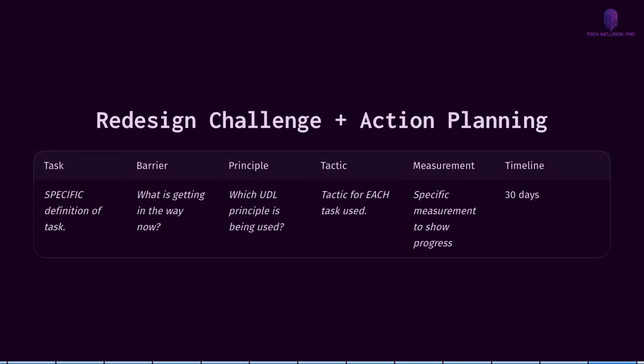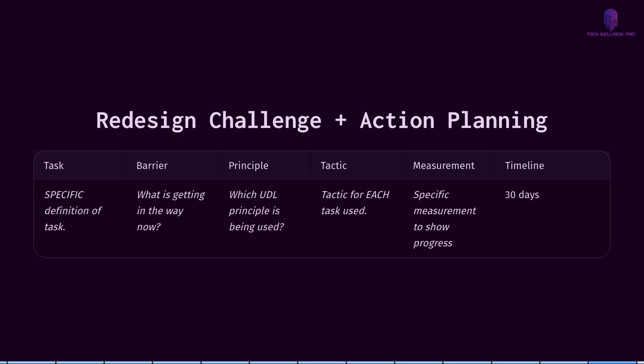So what I want you to think about with this is a redesign challenge, even an action plan. So I want you to think of a specific task. So define your task. What are you expecting people to do? So very clearly define what that is. For a barrier, what is getting in the way of that person doing it now? Do they understand this? Is it a want to problem? Maybe the individual's not motivated to do it. Or is it a know how problem? Do they even know what they're supposed to be doing?